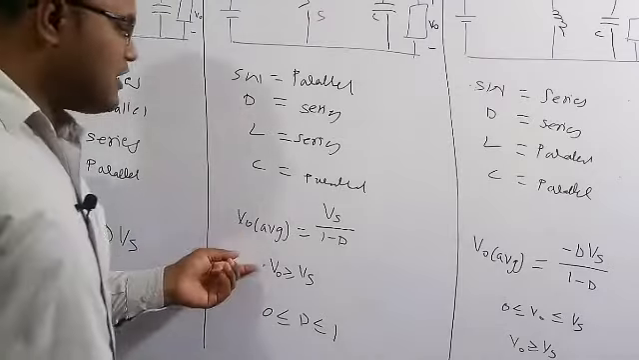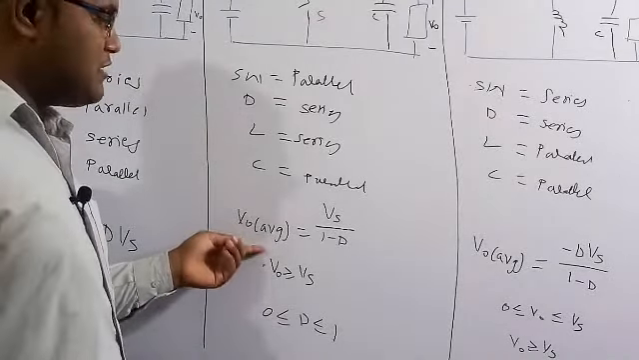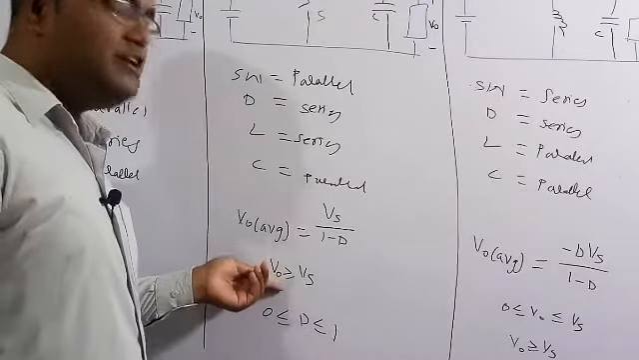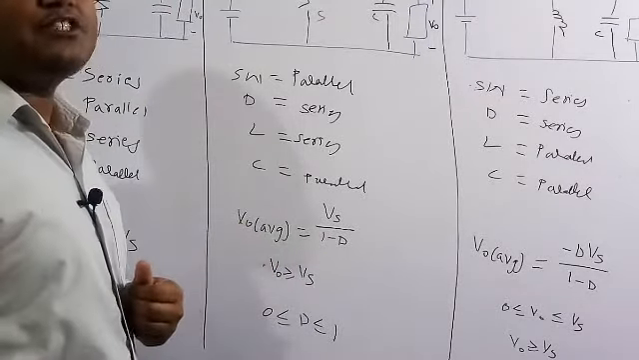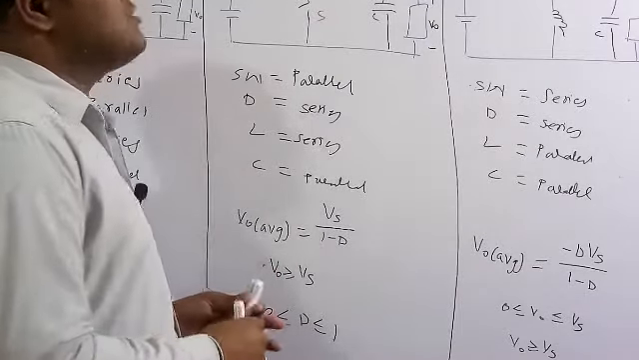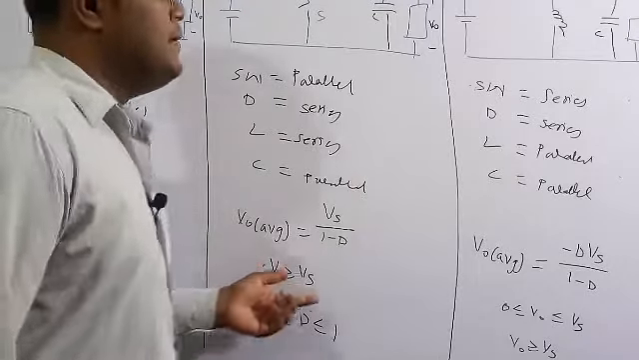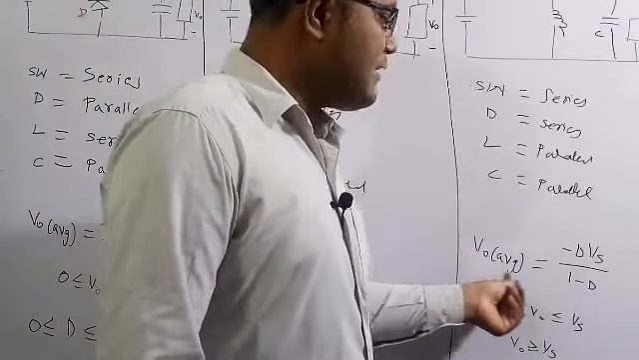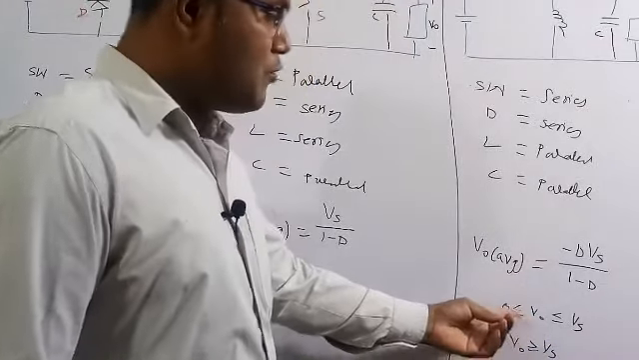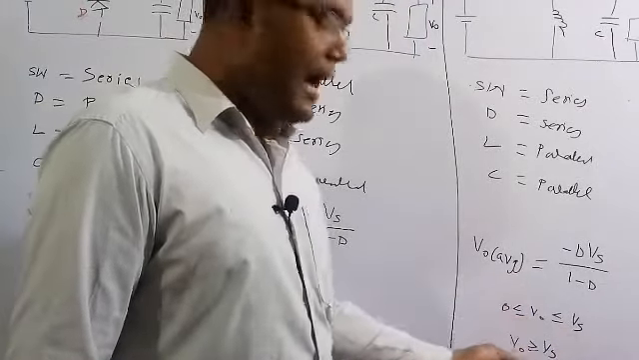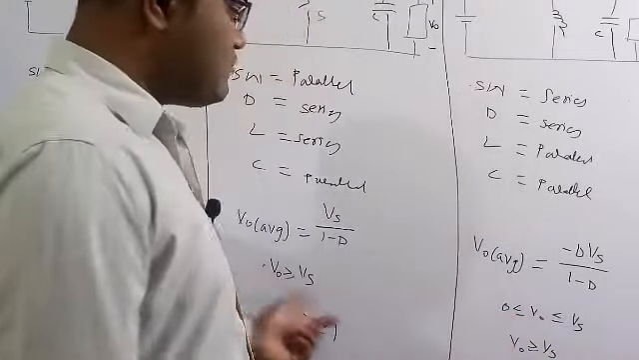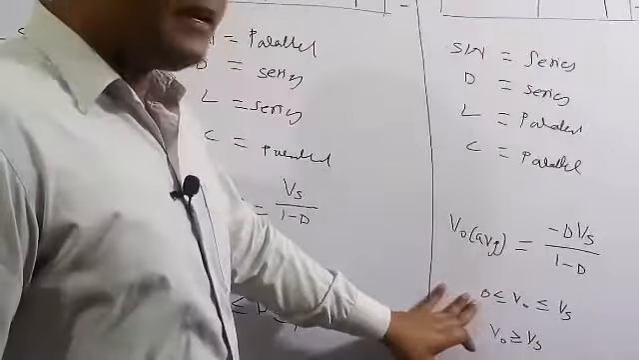But if you come to the boost converter, the output voltage expression is Vs by 1 minus D. As the D value lies between 0 and 1, V0 is always greater than or equal to Vs. Therefore the output voltage is more than the supply voltage. So it is called a boost converter, or also a step up converter. For the buck boost converter, V0 average is equal to minus D Vs by 1 minus D. So we get an output voltage that can be less than Vs or greater than Vs. We get the two ranges of the previous ones: this is called the buck range, and this is called the boost range.